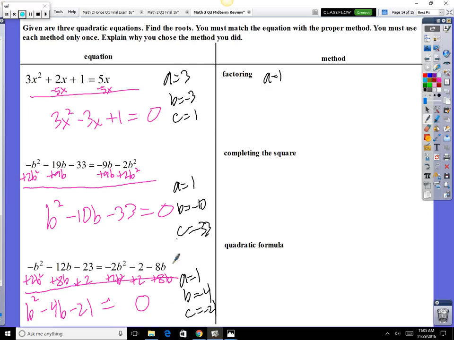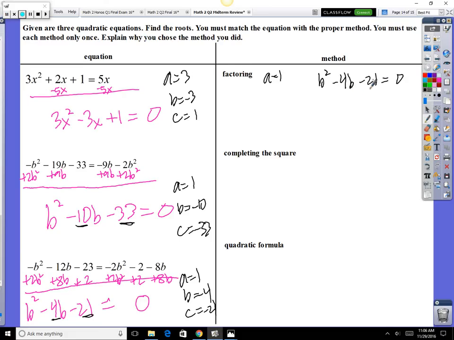And you should ask, can you times and get 33, add and get 10? No. Can you times and get 21, add and get 4? Yes. So this is the one we're going to factor. We are going to factor b squared minus 4b minus 21.